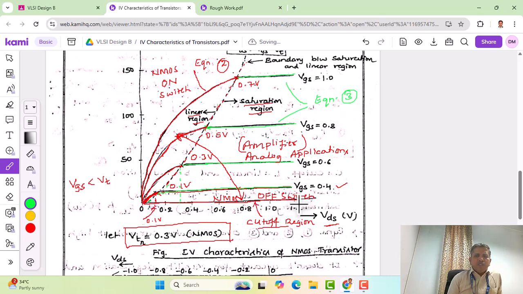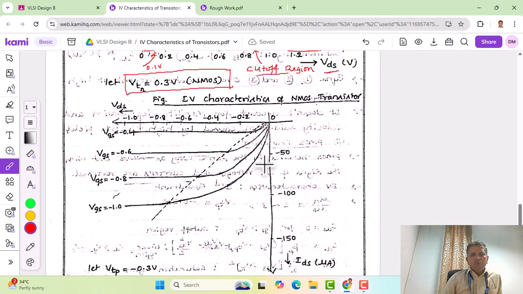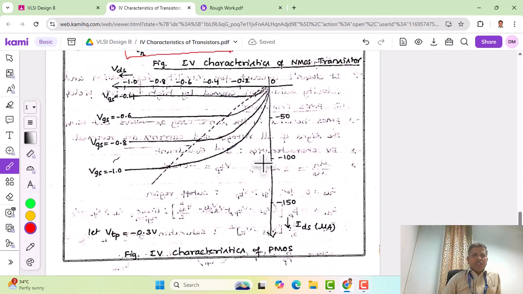Whereas in the cutoff region, equation 1 is valid. So here we have cutoff region. This works according to equation 1. Okay, so that's the thing which I forgot to mention in the NMOS characteristics. Now let us move to the PMOS characteristics.